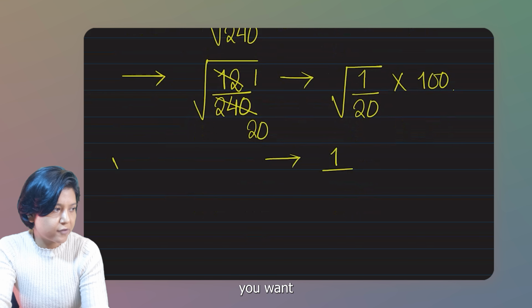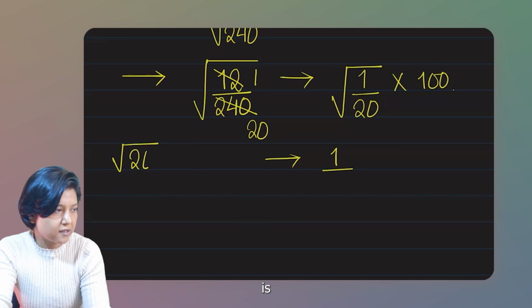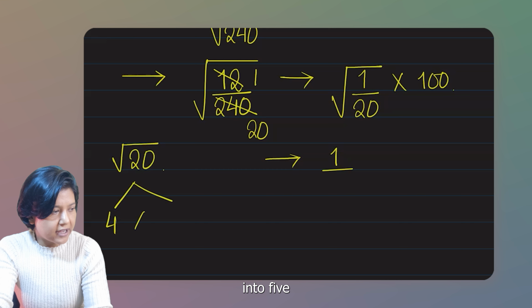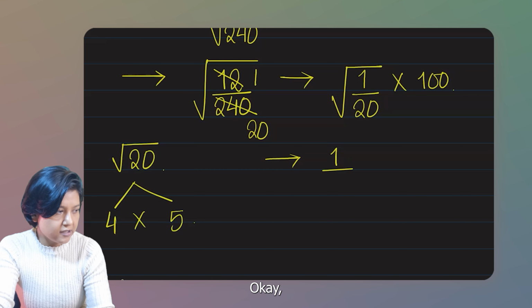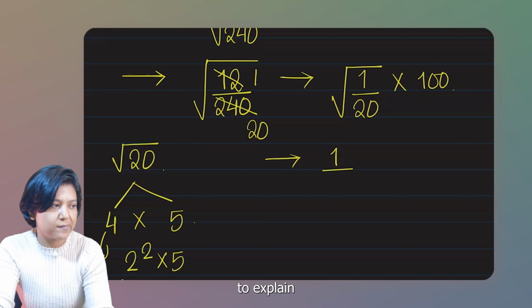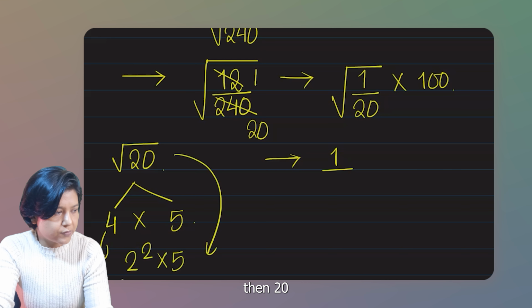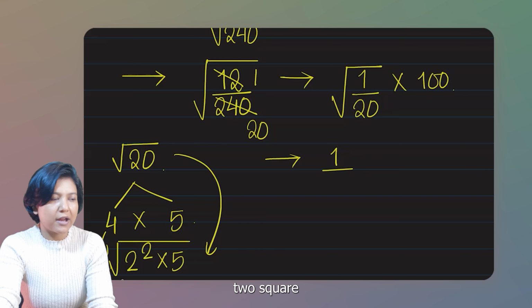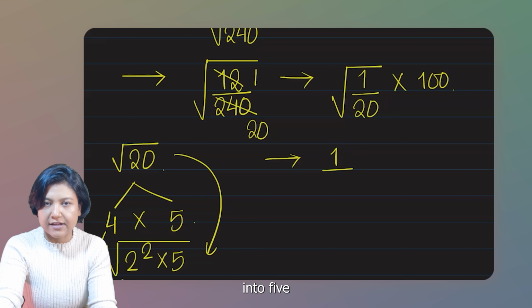Square root of 20, if you want to solve for this, 20 is definitely a composite number. I know 4 into 5 is 20. Now 4 is a square number, so 4 is a square of 2. So the square root of 20 will be written as the square root of 2 squared times 5, because 4 into 5 is 20 and 4 can be expressed as a square.